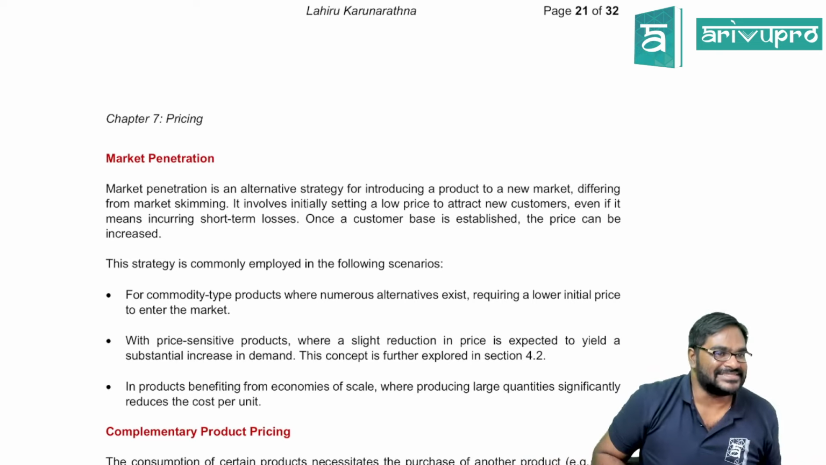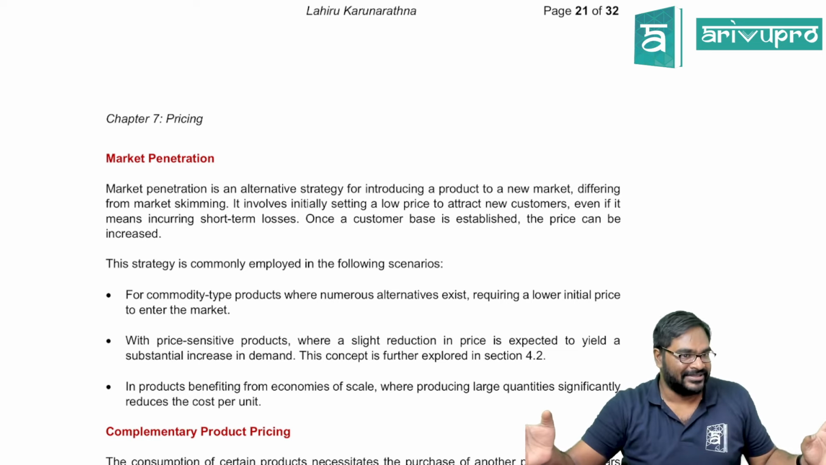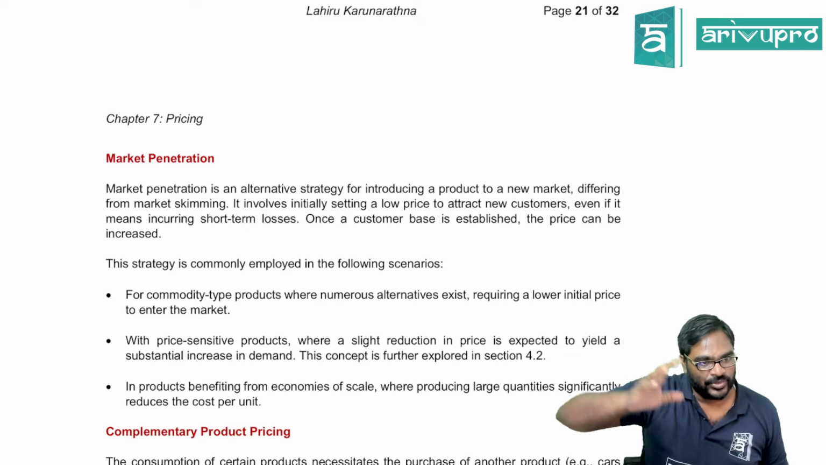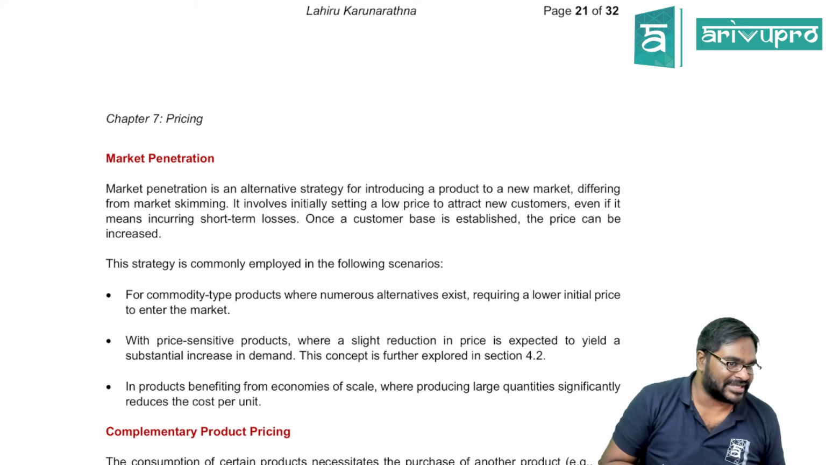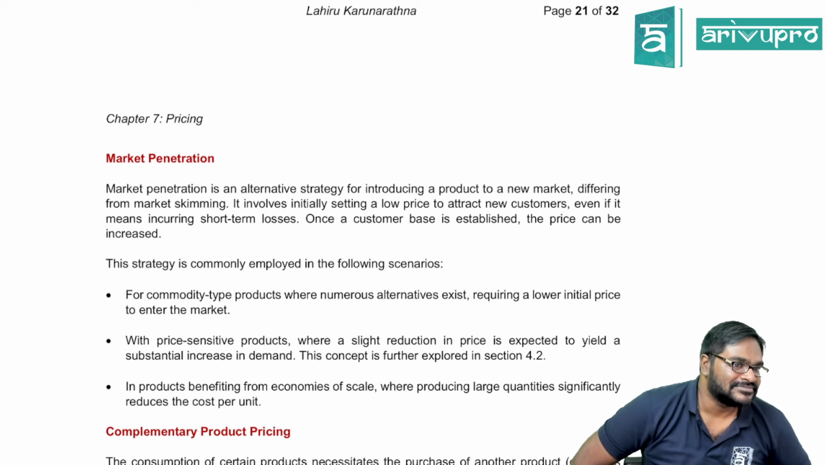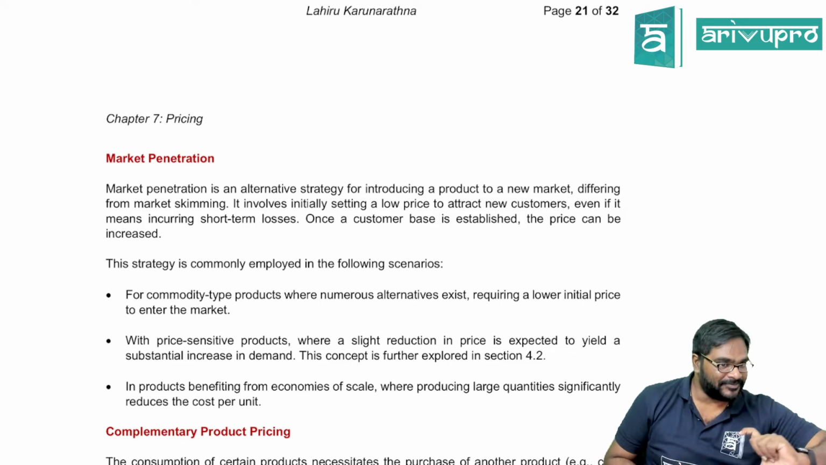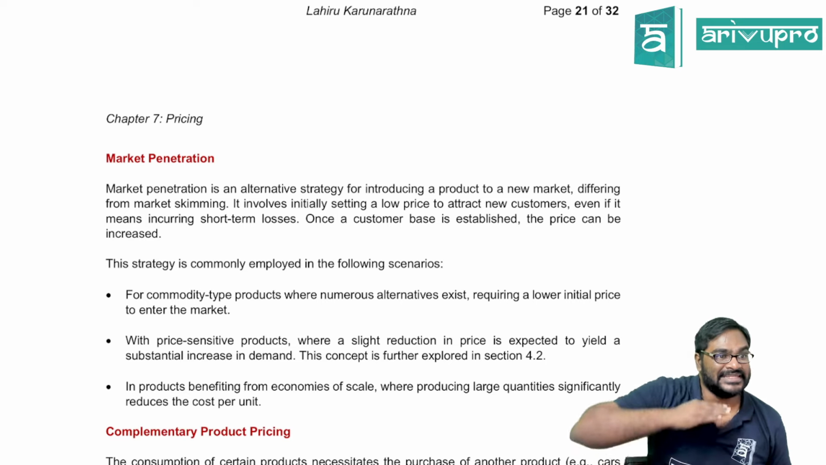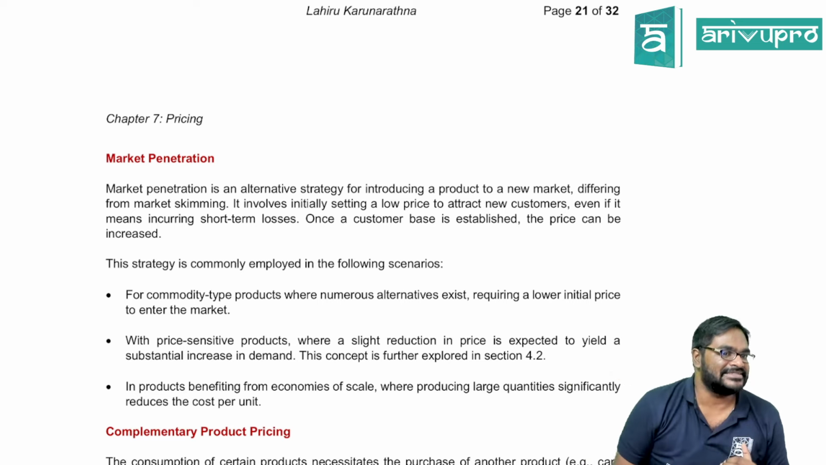The next method is market penetration. This is the complete opposite of market skimming, where you launch the product at the lowest price. Then gradually, when customers start to know your product and build up loyalty with it, you start to increase the price. Any example? OnePlus. Yes, correct. That would be the cheap end of alternatives in the smartphone market, right? They initially launch at a lower price, but once people get to know the product, gradually they increase the price.